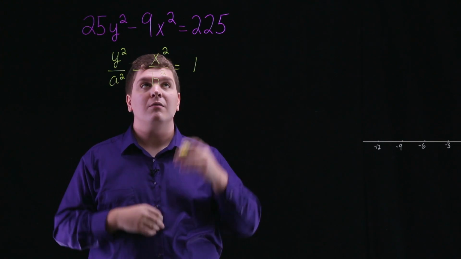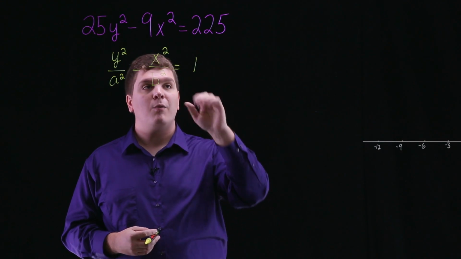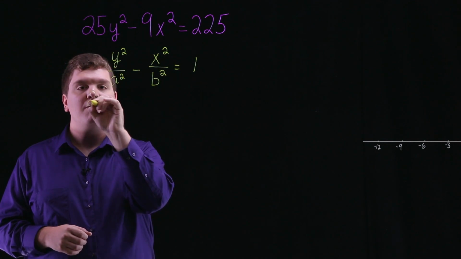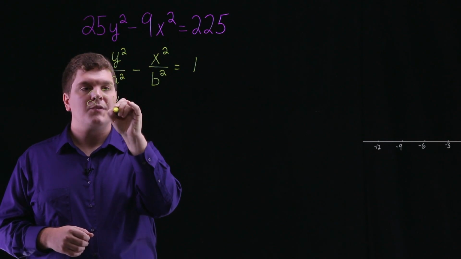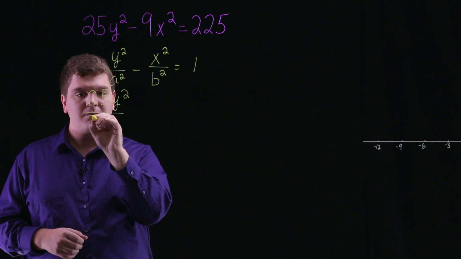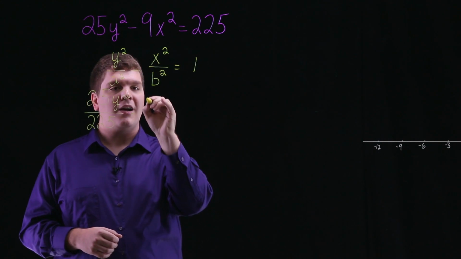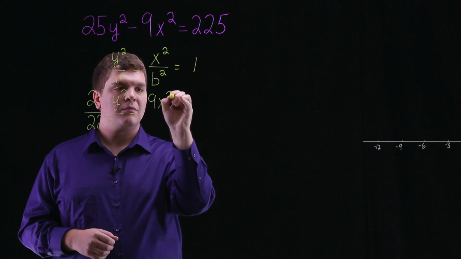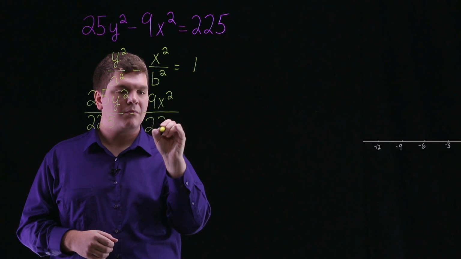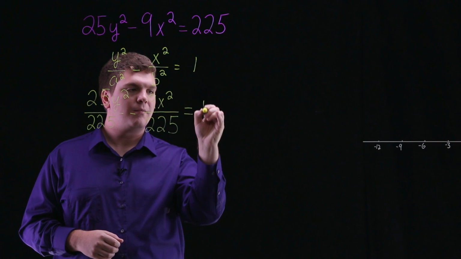So let's start by dividing each side of this equation by 225, because at least then we'll have a 1 on the right-hand side of the equation. Doing this division, we'll have 25y squared divided by 225 minus 9x squared divided by 225 is equal to 1.